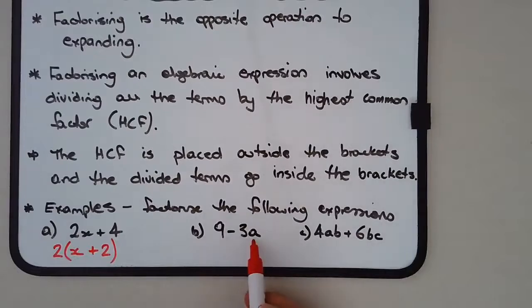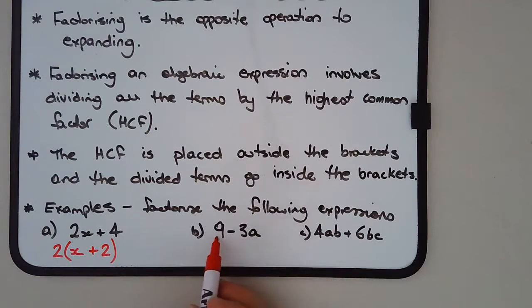Next one, 9 minus 3a. The fact that there's a negative doesn't change anything at all. Again, the a only belongs to one of the terms, okay? So think of these terms like the group of counters, okay? So we have a 3, we have an a. This one, a 9, okay? 9 is really the same as 3 times 3, isn't it?